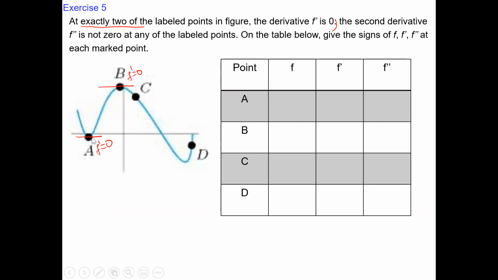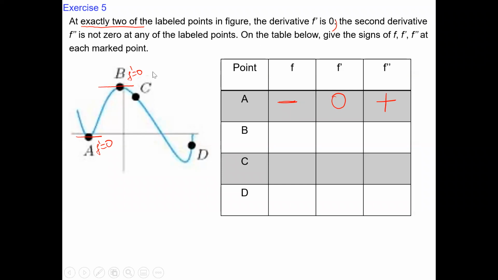Okay, let's look at A. The function has a horizontal tangent at A, so the first derivative is 0. We actually know that. Now let's assume the dot is actually below the x-axis. Then the function itself is negative. Yes, the function is negative. And the function looks like it's concave up. If it's concave up at A, the second derivative is positive.